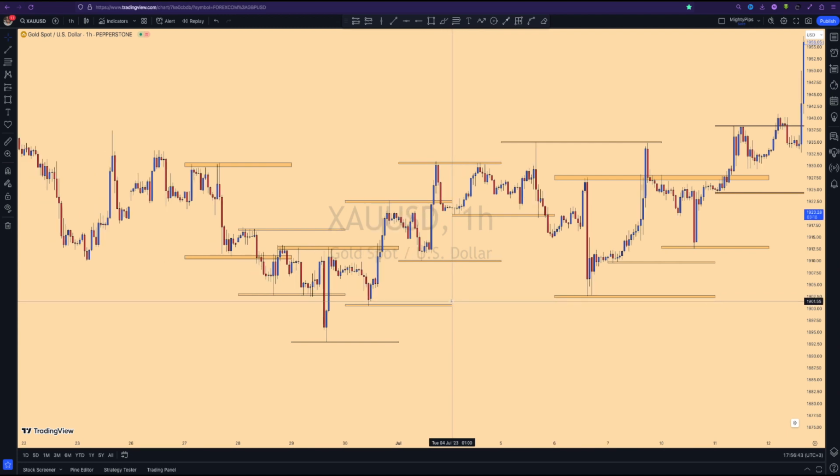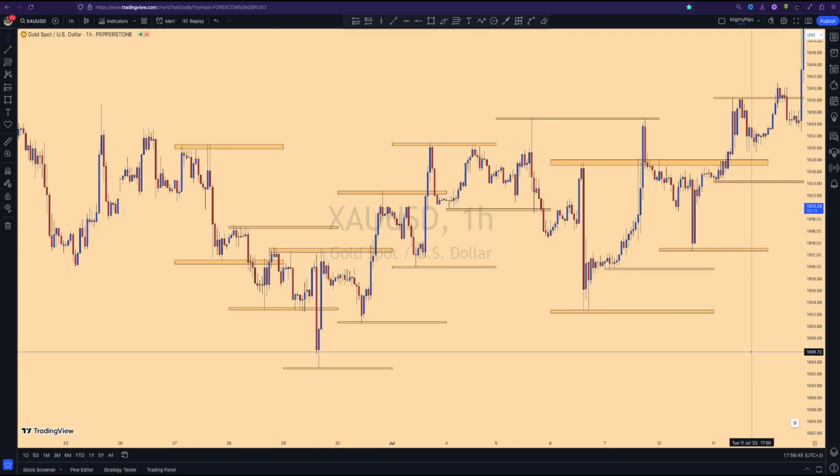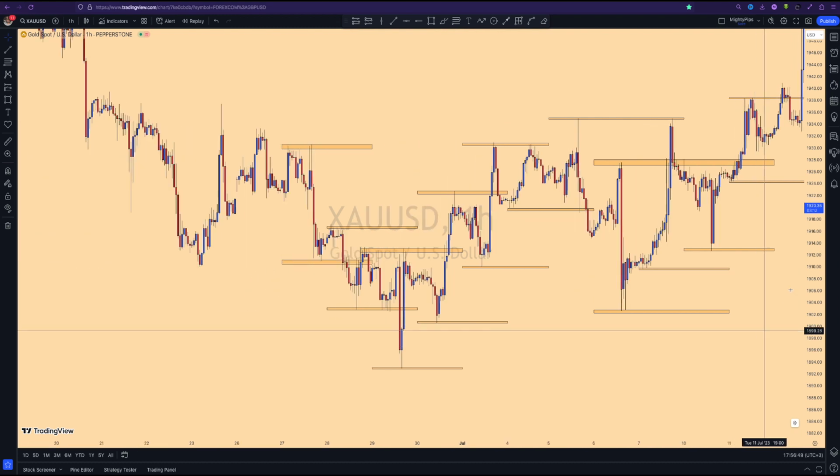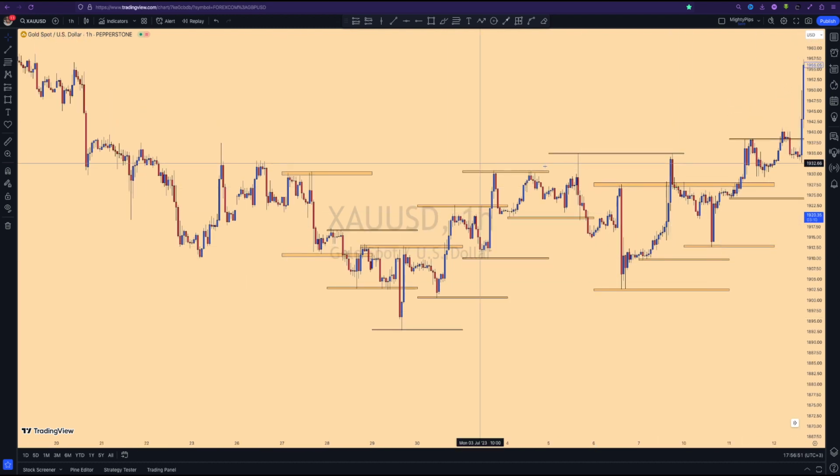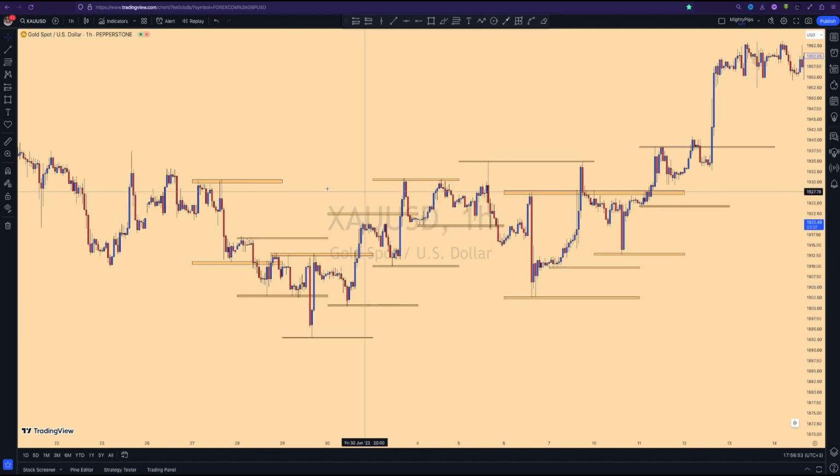After you've drawn your levels of structure like this, for example, you've drawn your support and resistance. This is support and resistance basically. These are higher lows and higher highs, and lower lows and lower highs.